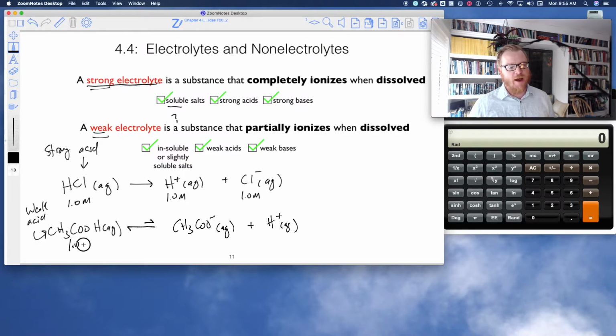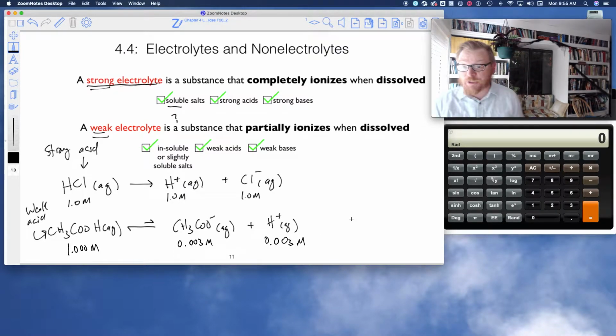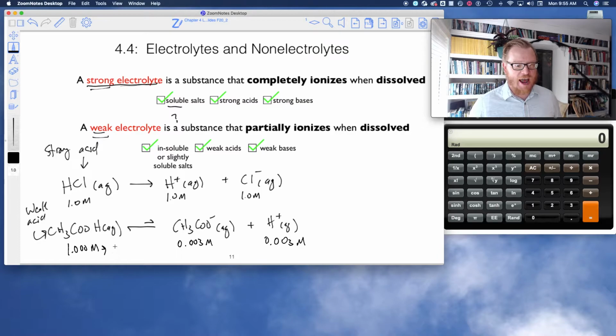So for example, if I had 1 molar acetic acid and I then ionized it, I actually even have to add several significant digits here to show the effect. So if I call this 1.000 molar, once I dissolve this, as it turns out, I would only have about 0.003 molar acetate and about 0.003 molar H plus, all right? Which means I would then have about 0.997 molar acetic acid remaining in the solution.